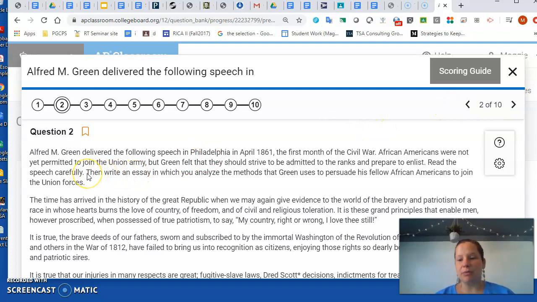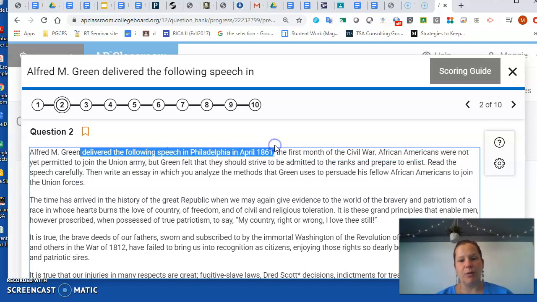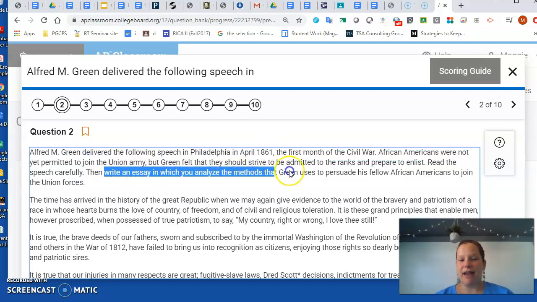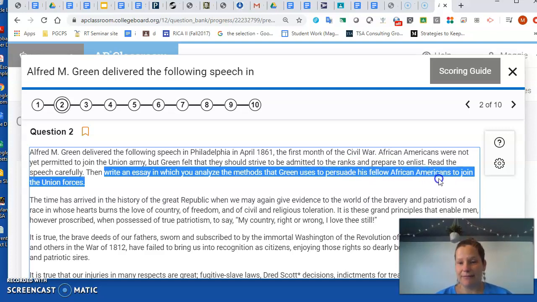This one's much more familiar to us. We have a speech. We know when and where. We are writing an essay that analyzes the methods or the rhetorical choices that Green uses to persuade. And what is he persuading them to do? To join the Union forces. They've actually given you the author's purpose here, which is really helpful. But otherwise, it's a very typical analyze the speech.